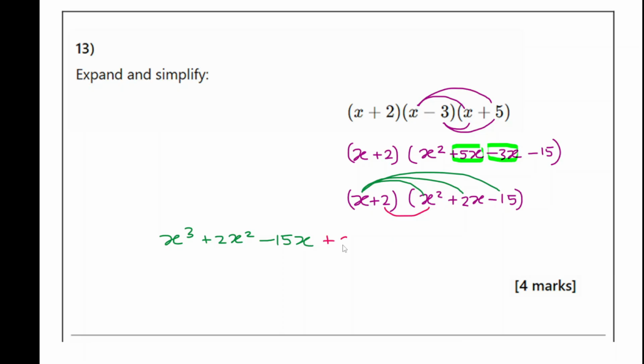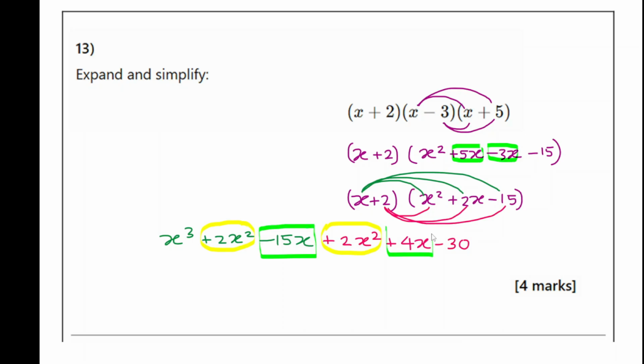Now, let's collect the like terms. Now I can see this 2x squared and this 2x squared are like terms. Also, I can see negative 15x and add 4x, also like terms. I don't have any other like terms for these. So, x cubed is the cubic term. 2x squared plus 2x squared is 4x squared. Negative 15x add 4x is negative 11x. And you have the take away 30 at the very end. So here is my final answer.